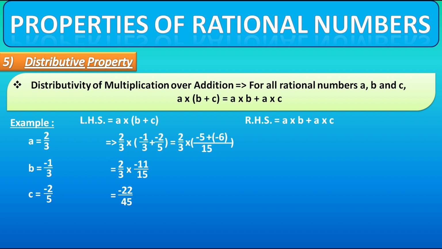Now let's check for RHS. We have a into b, so 2 upon 3 into minus 1 upon 3, plus then a into c, that means 2 upon 3 into minus 2 upon 5.